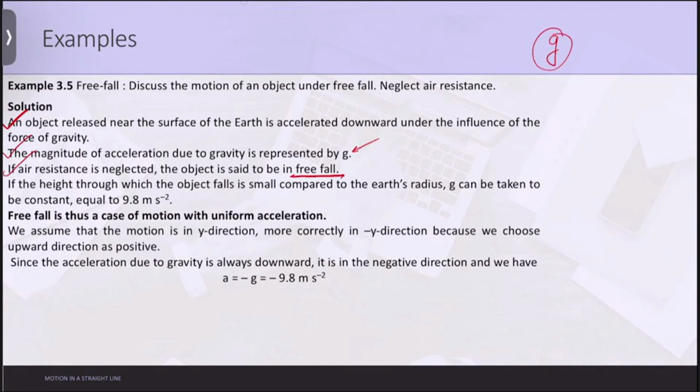Okay, when it is under the influence of force of gravity. If the height through which the object falls is small compared to Earth radius, which I just explained to you, that if the delta y, or y, is very less than Earth radius, that is capital R, then g can be taken to be constant, equal to 9.8 meter per second square. Free fall is thus a case of motion with uniform acceleration. So because this is a case of uniform acceleration, you can directly use all the kinematic equations here.